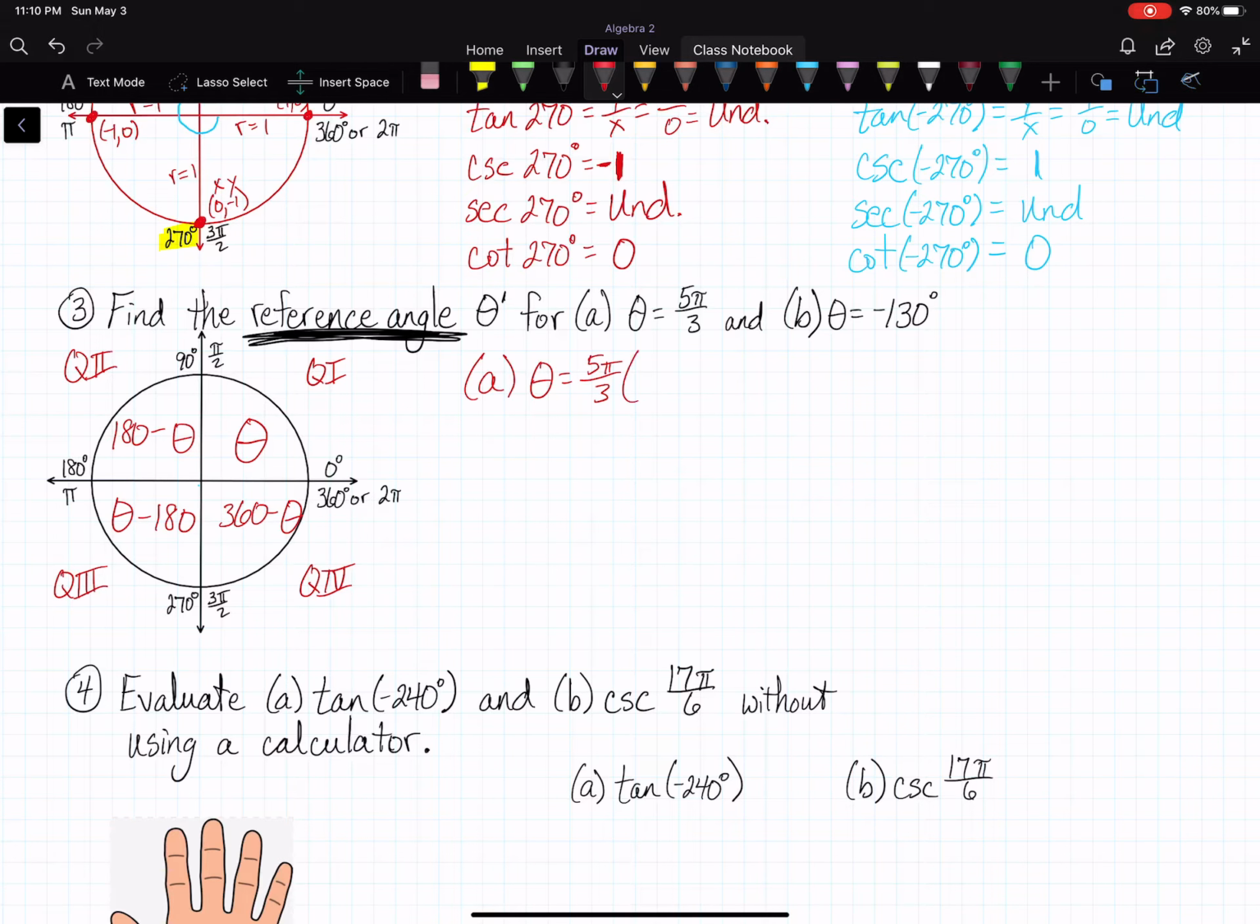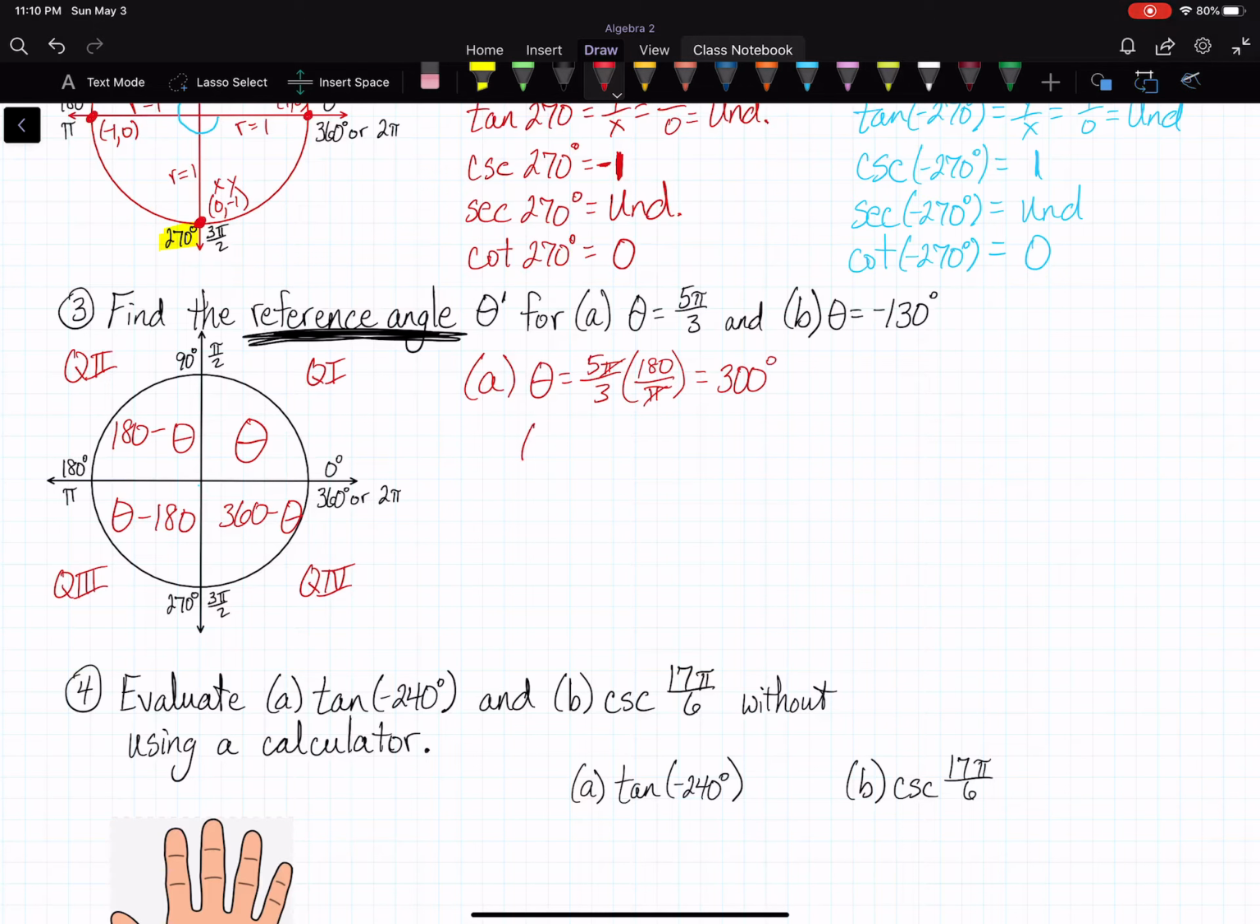And so degrees are a lot easier to work with. I'm just going to change it to degrees here real quick. The pi's will cancel. 180 divided by 3 is 60 times 5 is 300 degrees. Okay, that's step 1, getting it in degrees. Step 2 is figuring out what quadrant that degree would be in.